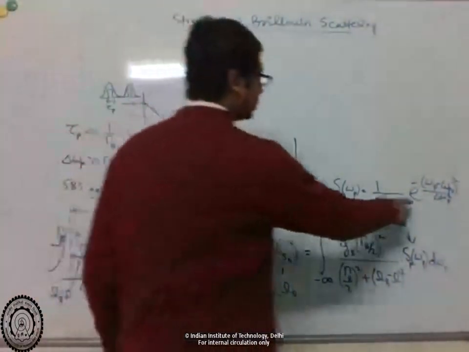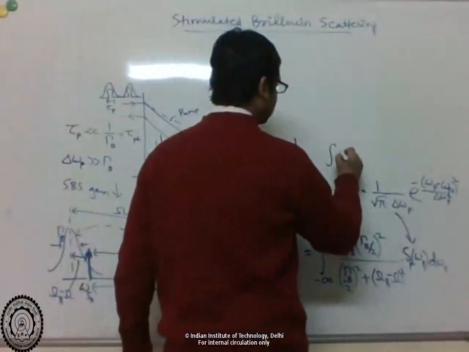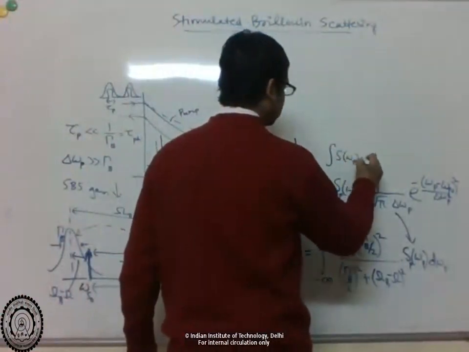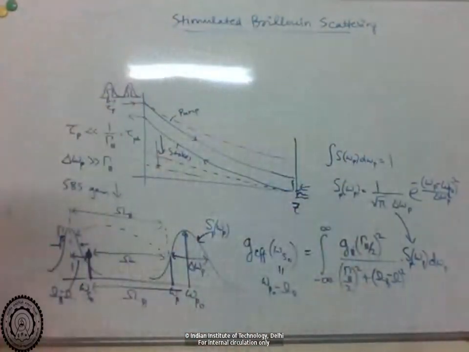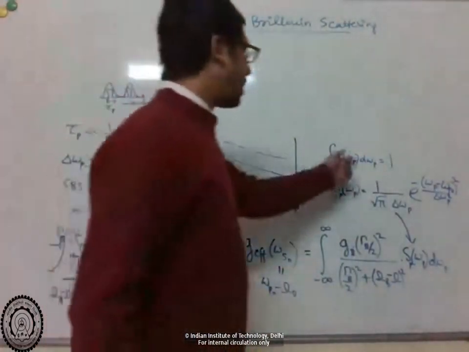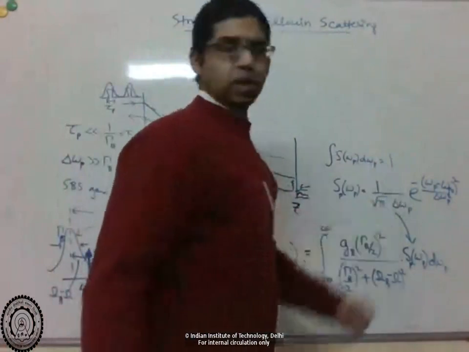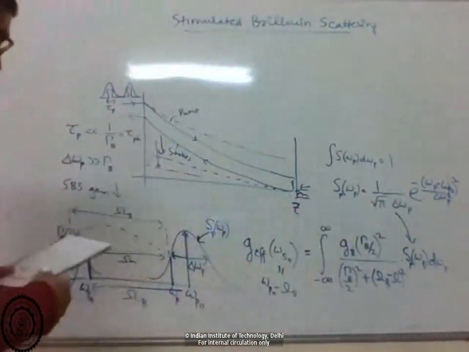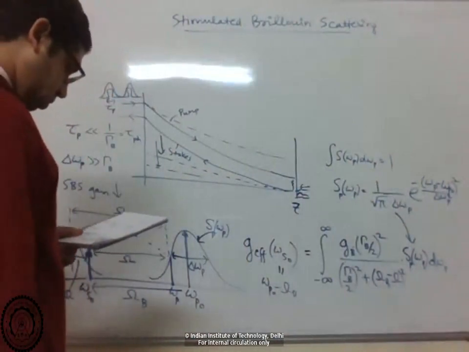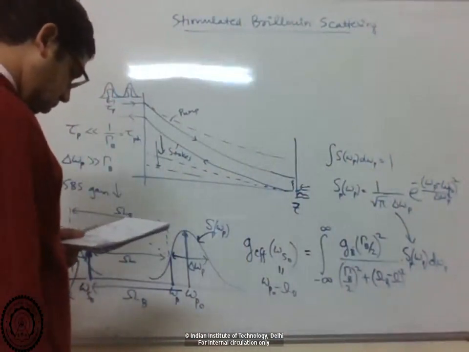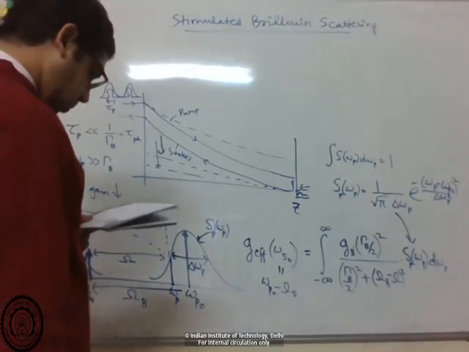So the spectrum is normalized such that this is one. This is giving you the fraction of the pump power at that particular frequency.